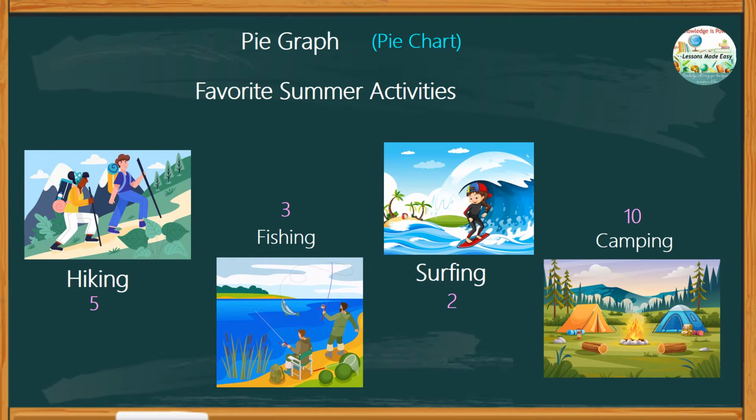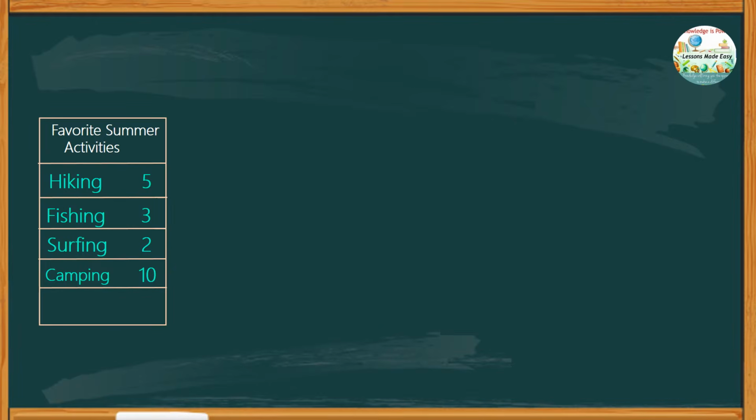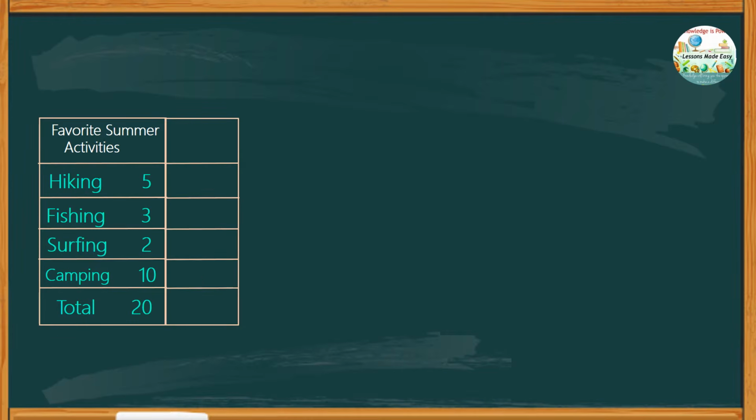First of all, organize the data in a table. Then count the total number of students. The data shows a total of 20 students. Then add another column to show each category in a fraction form that later we can use to find the percentage and the degrees. There's no need to simplify the fraction in its simplest form. For hiking, keep it as 5 over 20, 3 over 20 for fishing, 2 over 20 for surfing, and 10 over 20 for camping. Adding all these fractions, we get 20 over 20 or 1 whole.